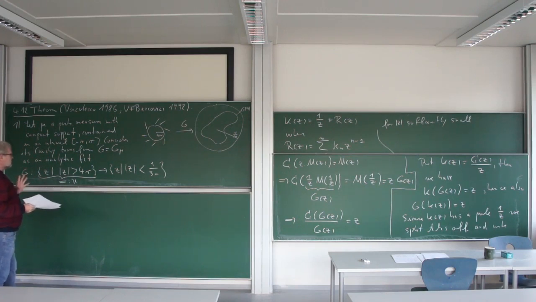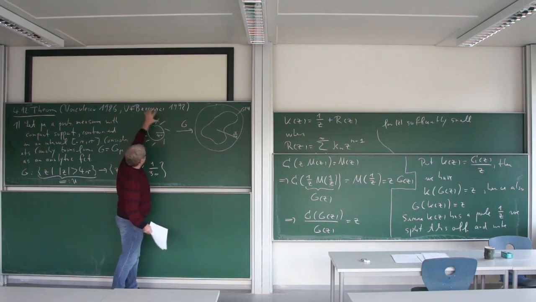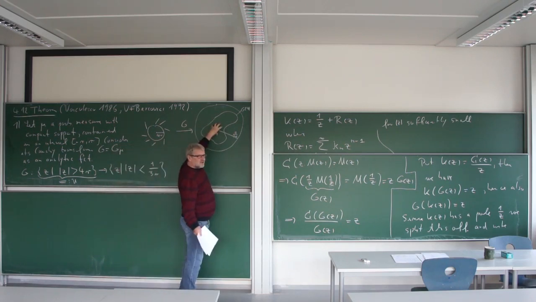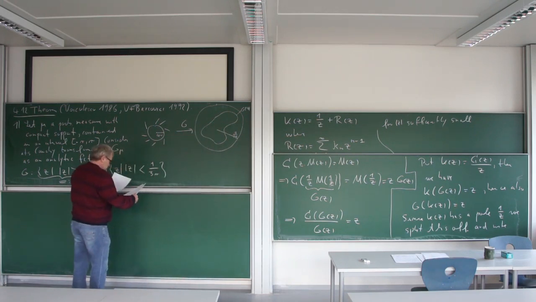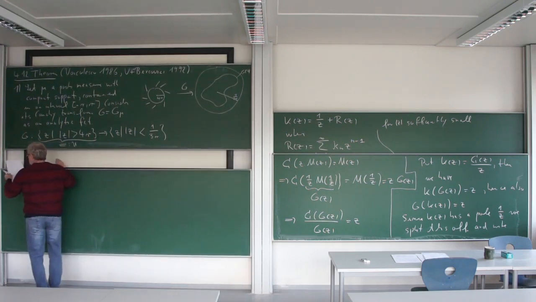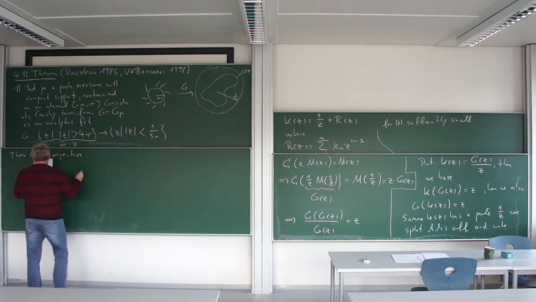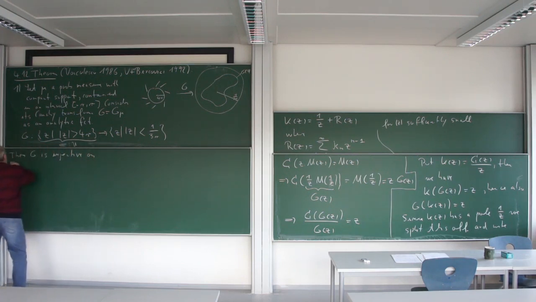And my statement is that, restricted to the exterior of this ball, G is an injective mapping. Okay, so everything here is mapped to here, and it's injective. That's the main statement which we have to see. Then G is injective on this set U.